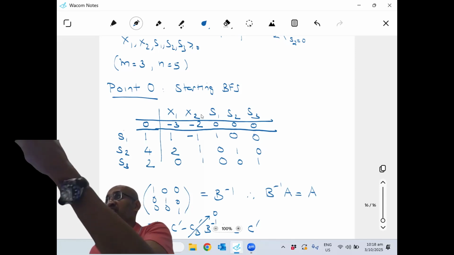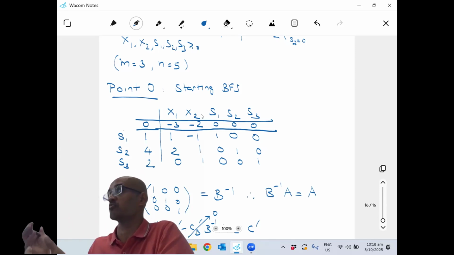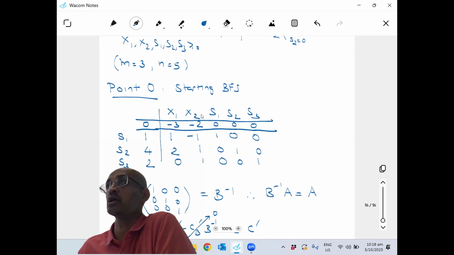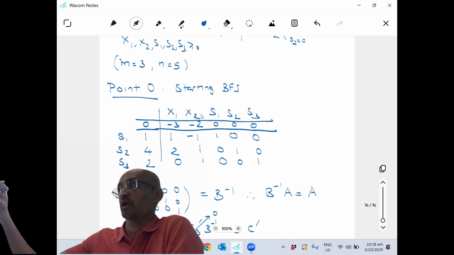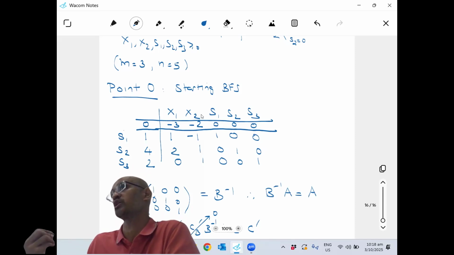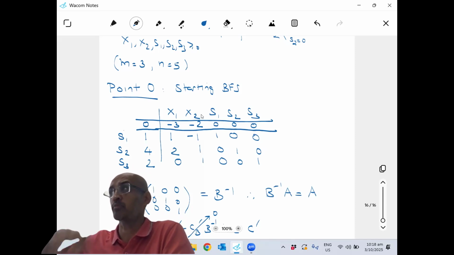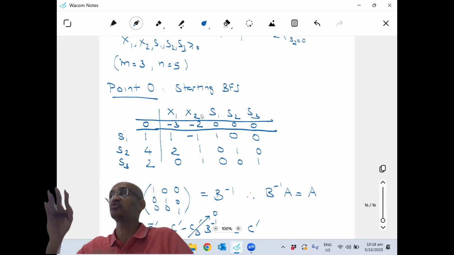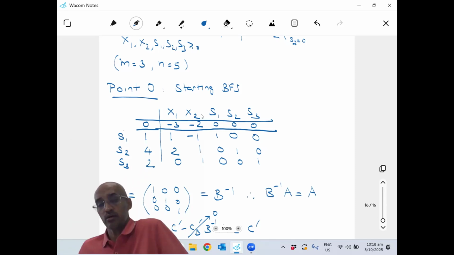I've got two possibilities, X1 and X2. One is -3, one is -2. How do I interpret -3? For unit change in X1, I expect my cost to decrease by 3 units. For unit change in X2, I expect my cost to decrease by 2 units. Of course, I may not be able to make a unit change because the theta might restrict me in some way. But you could have chosen either one.